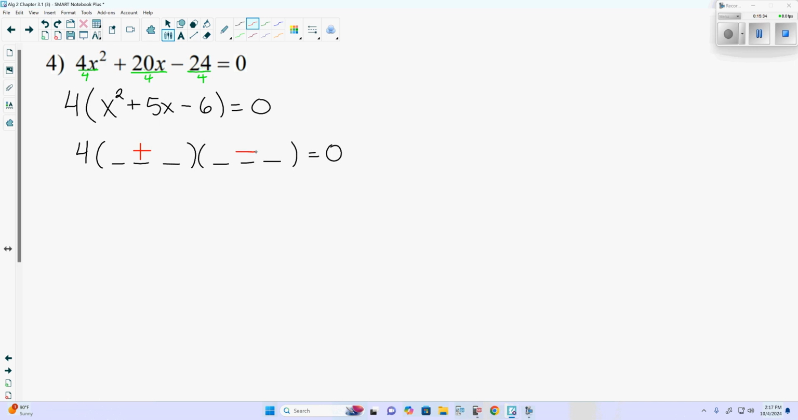Now we need to find the factors of the first and third term. Factors of the first term are x and x. And the factors of 6 are 1 and 6, and 2 and 3. Which one do we want to try first? 2 and 3.